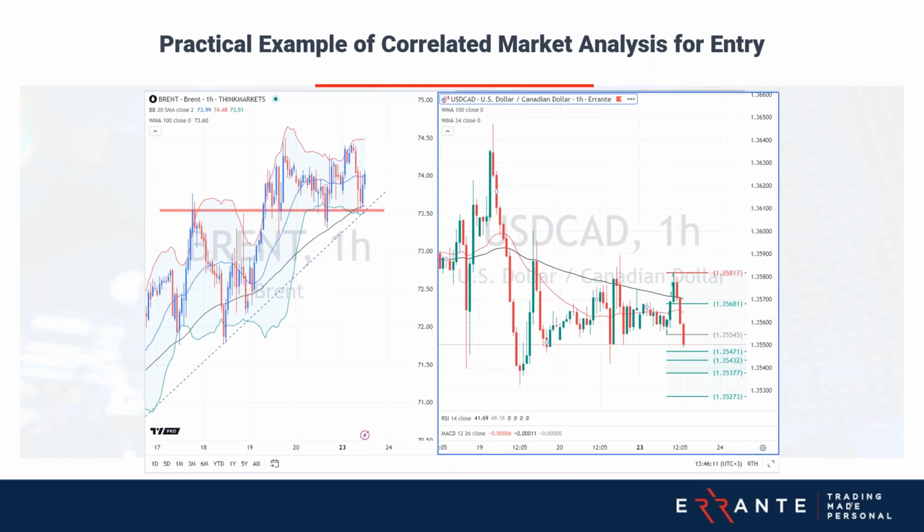Okay, so next one we need to look at is correlated market analysis. To find our entry signal, the Brent oil chart shows oil holding its uptrend, which should strengthen the CAD. In turn, this correlates with a weakening USD CAD. So a strong entry point would be to short USD CAD, especially as it breaks the key support level around 1.3555 and heads toward the next support around 1.3537. So it can be our entry point here.